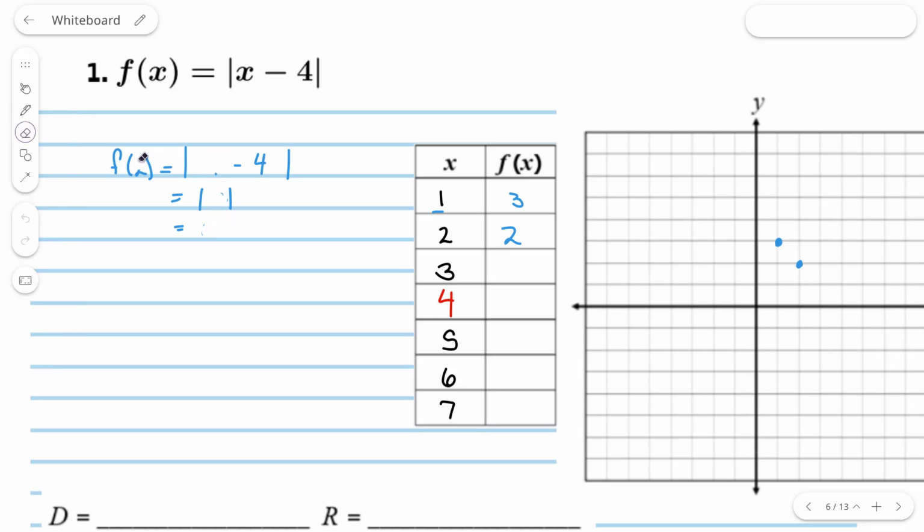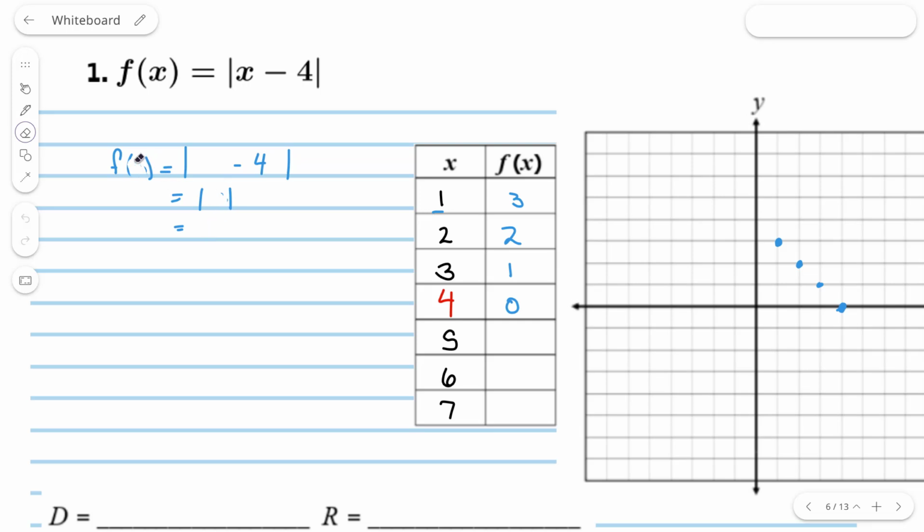And so the next number I want to check out is 3. 3 minus 4 is negative 1. The absolute value of negative 1 is 1. So at 3, 1. Now I want to test out what's happening at 4. 4 minus 4 is 0. The absolute value of 0 is 0. Now let's check out what's happening at 5.